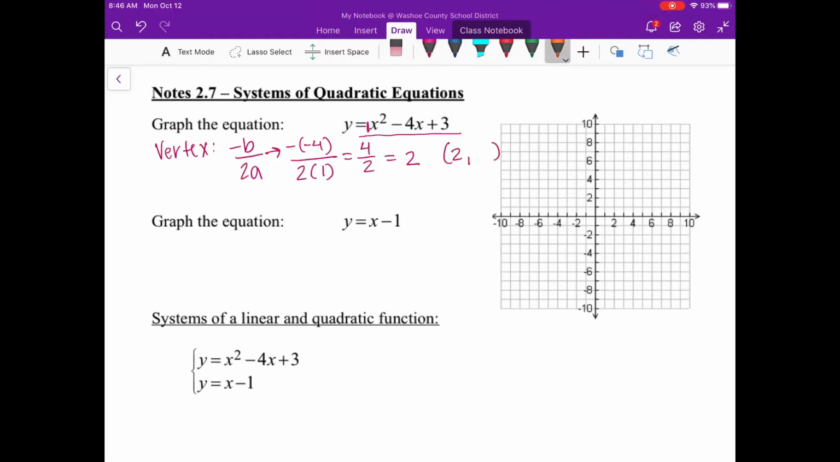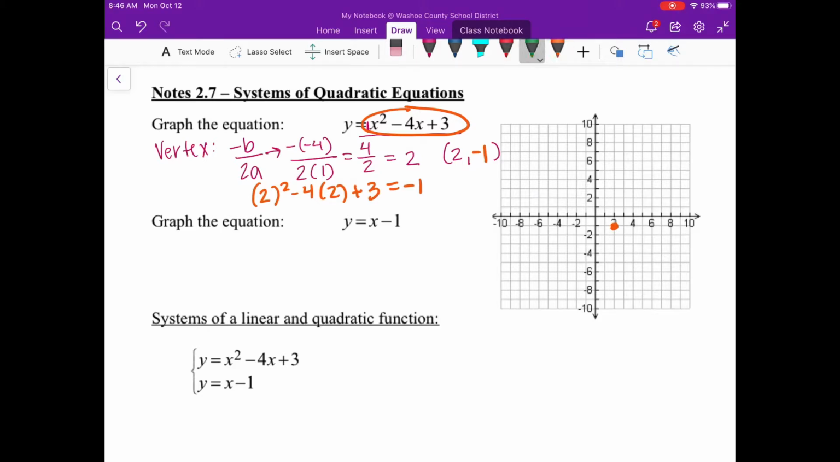So that's the x value of my vertex. So my vertex is going to be at 2, something. You're going to take that 2 and substitute it into your original function. Okay, so we have 2 squared minus 4 times 2 plus 3. And go ahead and put that into your calculator to make sure there's no mistakes there, but your answer should come out to be negative 1. So my vertex is at 2, negative 1, so I'm going to go ahead and graph that right there.